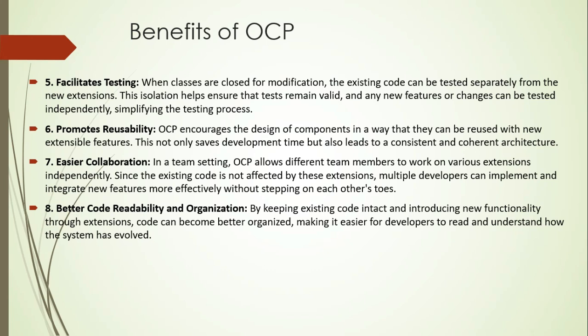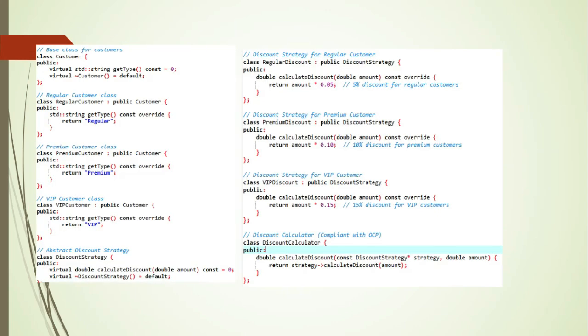Better code readability, and this means readability, understandability. We can also say understandability. By keeping existing code intact and introducing new functionality through extensions, code can become better organized, making it easier for developers to read and understand how the system has evolved. So this means with OCP we achieve most of the quality attributes and non-functional requirements of the software system.